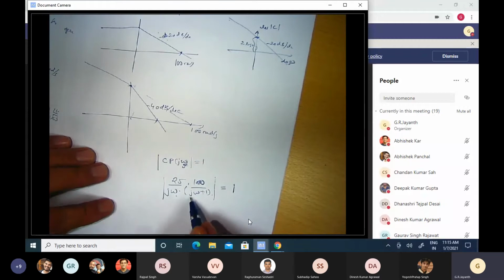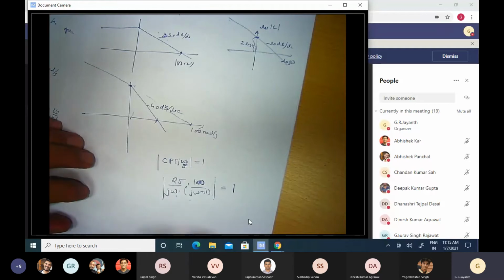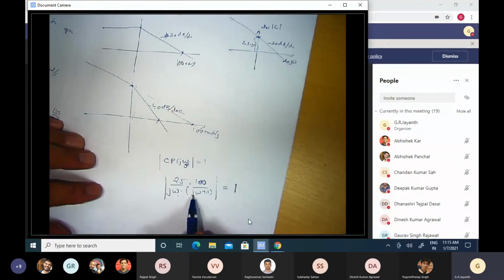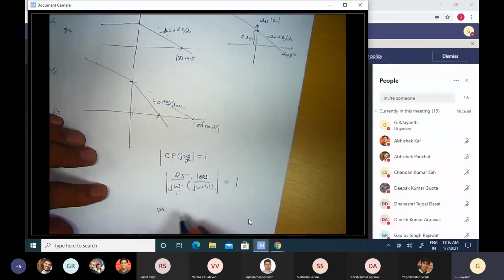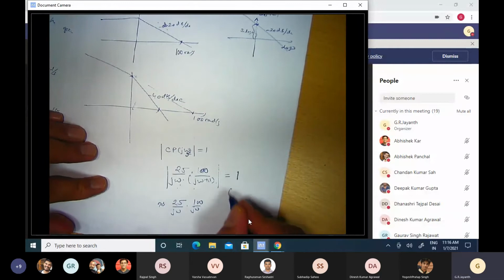I have to represent the magnitude of j omega plus 1 as the square root of omega square plus 1, and then I would have to simplify and so on and so forth. But there's a much simpler way to do this. It may be slightly approximate, but nevertheless it's a lot simpler. You notice that at these frequencies, omega is much greater than 1. So for all practical purposes, C times P is approximately the same as 25 by j omega times 100 by j omega itself, because omega is much greater than 1.